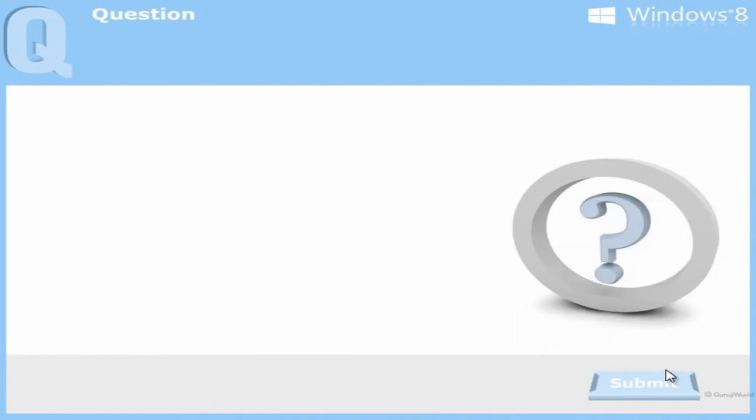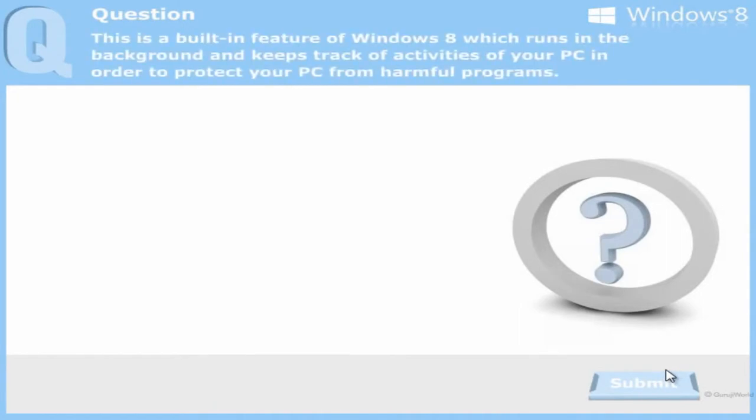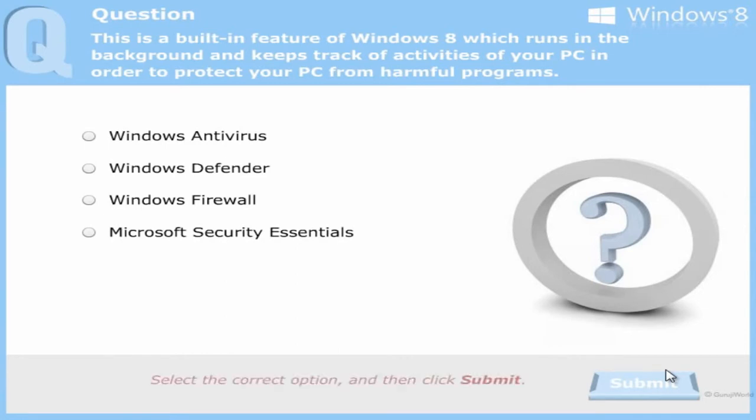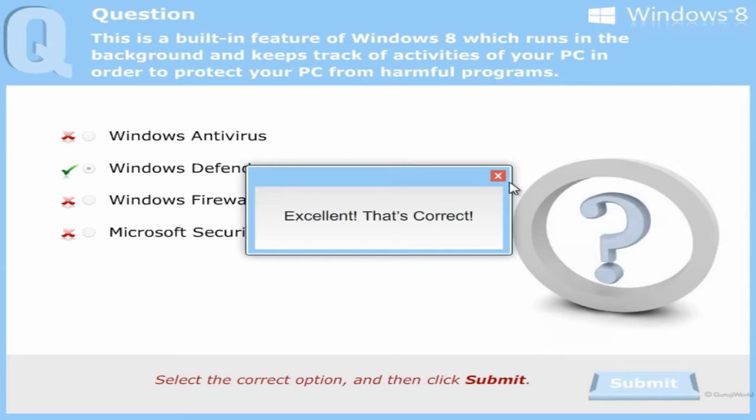Question: this is a built-in feature of Windows 8 which runs in the background and keeps track of activities of your PC in order to protect your PC from harmful programs. Windows Antivirus, Windows Defender, Windows Firewall, Microsoft Security Essentials. Select the correct option and then click Submit. Excellent, that's correct.